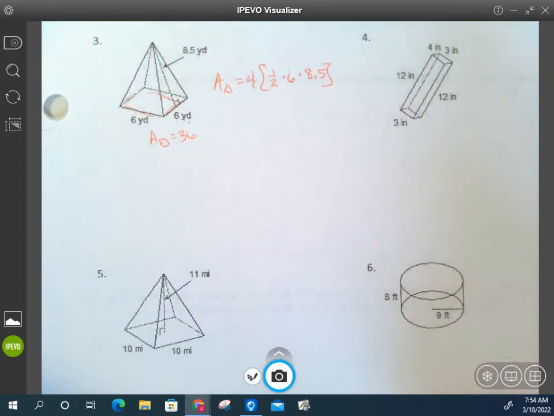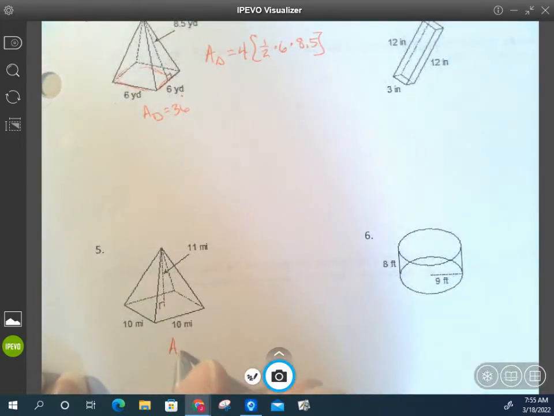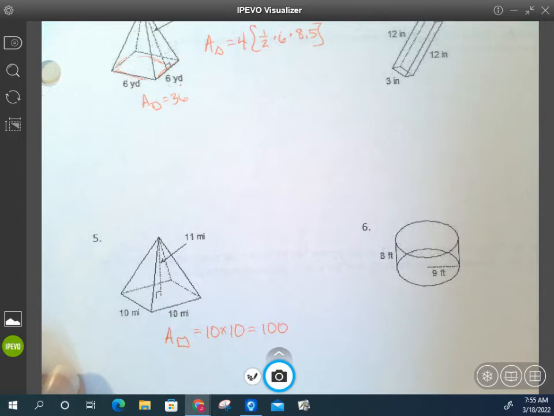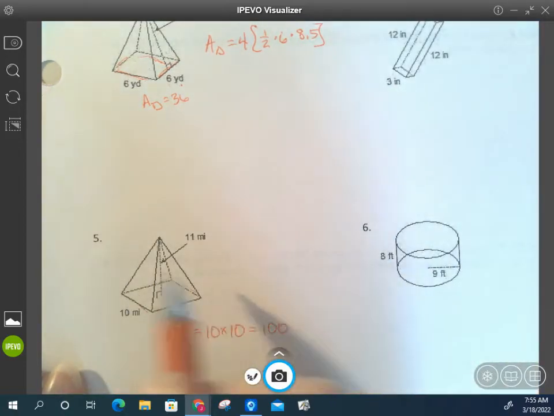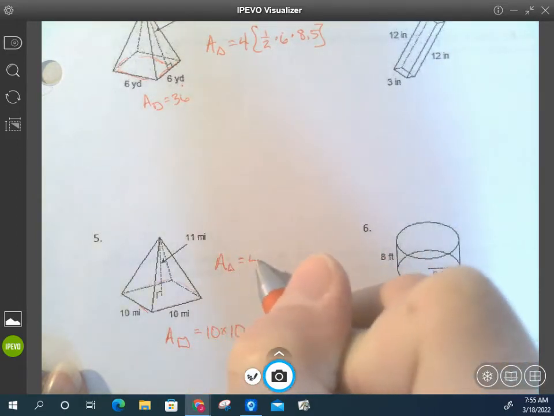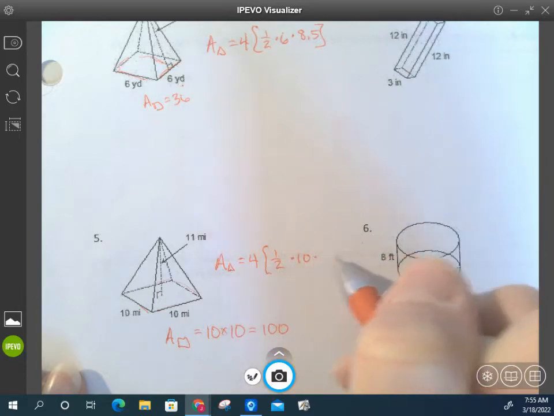Look at number 5. I see the area of the base. I don't have a problem with that. Do you see it? It's 10 by 10, which is 100. What about the area of the triangle? Again, since it's 10 by 10, all bases are 10. All 4 triangles are the same. So the area of the triangle would be 4 of these, and it's 1/2 the base times, what's the height?